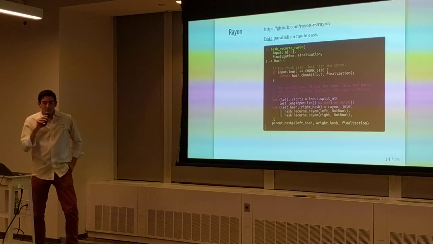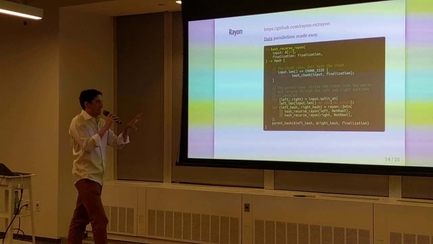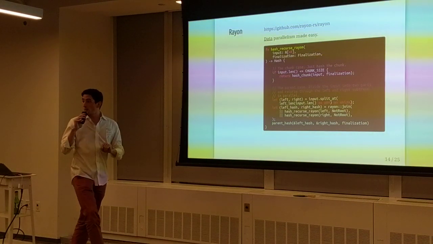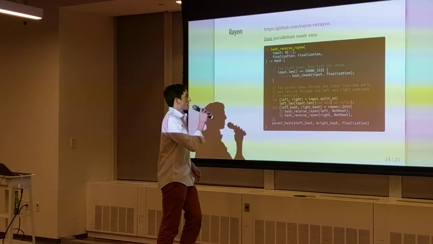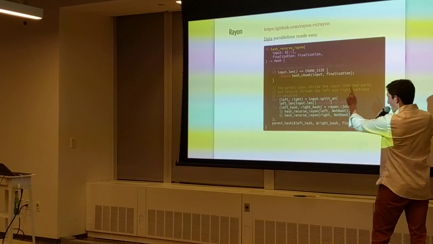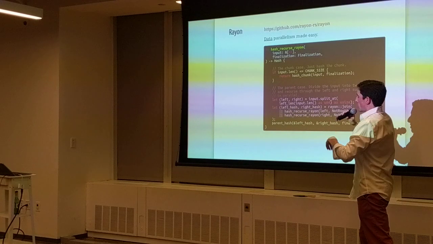So Rayon is all about that. And here we see a sort of extracted and very slightly simplified recursive function that you might find if you look at the inside of BAO. So like most recursive functions, this one has a base case and it has a recursive one. So the base case is saying, well, actually, let's go back.